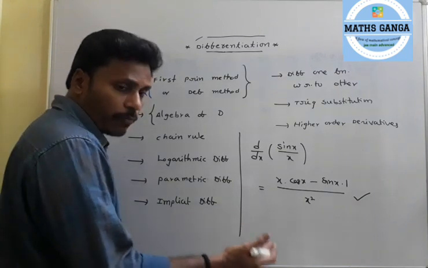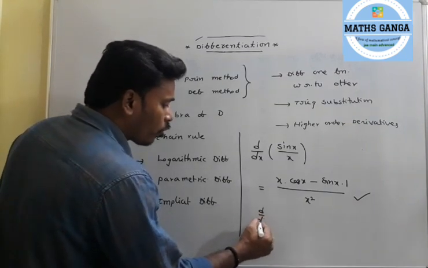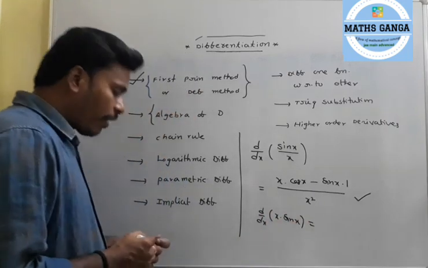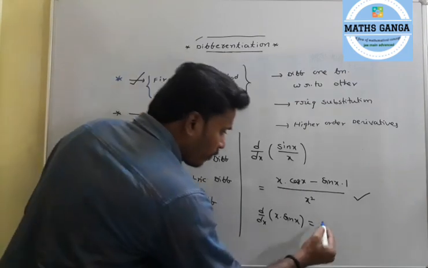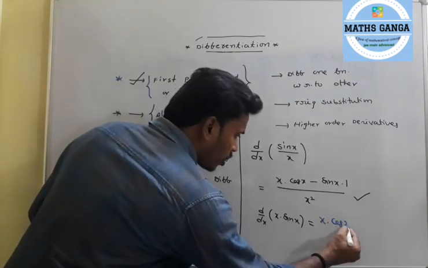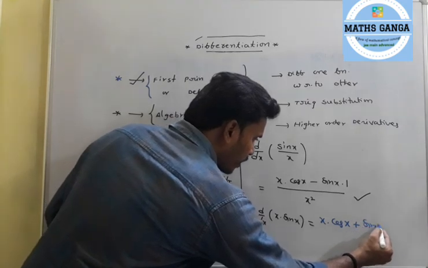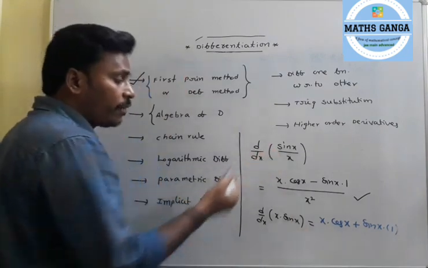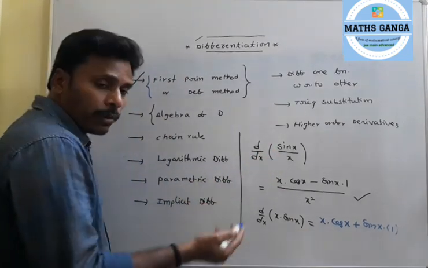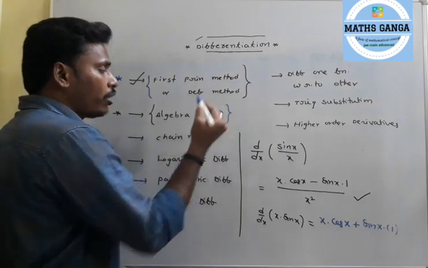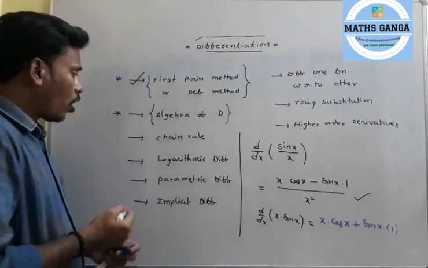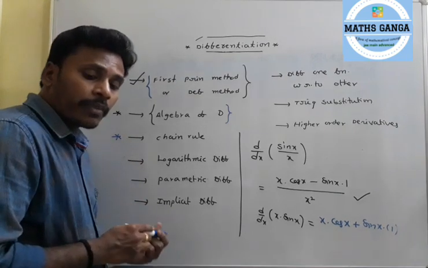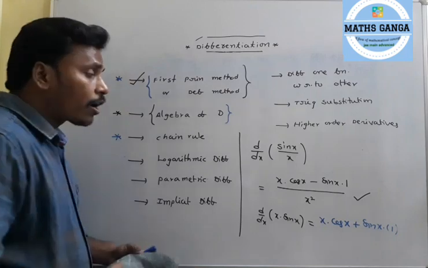So this is d by dx of sin x by x. In this way, we will answer different problems, okay? If you have d by dx of x into sin x, then how to answer? Here we have a product of two functions. Then first function x into derivative of sin x, which is cos x, plus second function sin x into derivative of x, which is 1. So this is d by dx of x sin x. So we solve problems in this way related to this algebra of differentiation. Okay, have a look. After this algebra of differentiation, we need to think about chain rule. Chain rule means differentiation for the composition of functions.